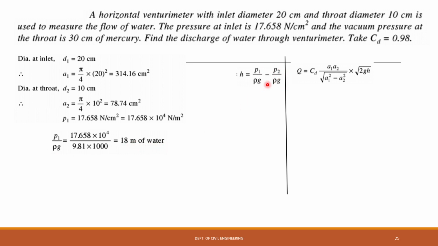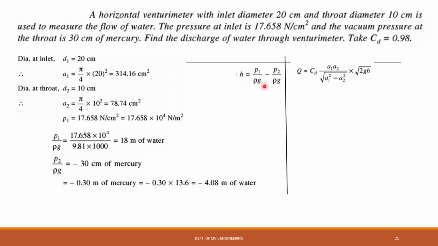Now we need P2 by rho g. P2 by rho g is directly given in the question, but it is a vacuum pressure. So minus P2 by rho g is equal to minus 30 centimeter of mercury. Here P1 by rho g is in terms of water, but P2 by rho g is in terms of mercury. That is not possible. We need to convert this mercury to water. So what we do is we multiply with the specific gravity of mercury in order to get the pressure head in terms of water. So when you multiply with the specific gravity of mercury 13.6, you will be getting P2 by rho g as minus 4.08 meters of water.